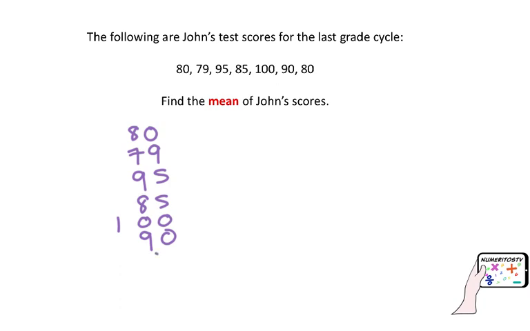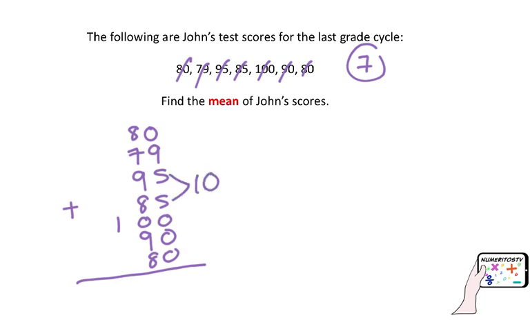90 and 80. We have 1, 2, 3, 4, 5, 6, 7 test scores. So after adding these 7 numbers, I am going to divide by 7. So I'm using mental math here. 5 and 5 is 10, plus this 9, that will be 19. Here I'm doing the addition.